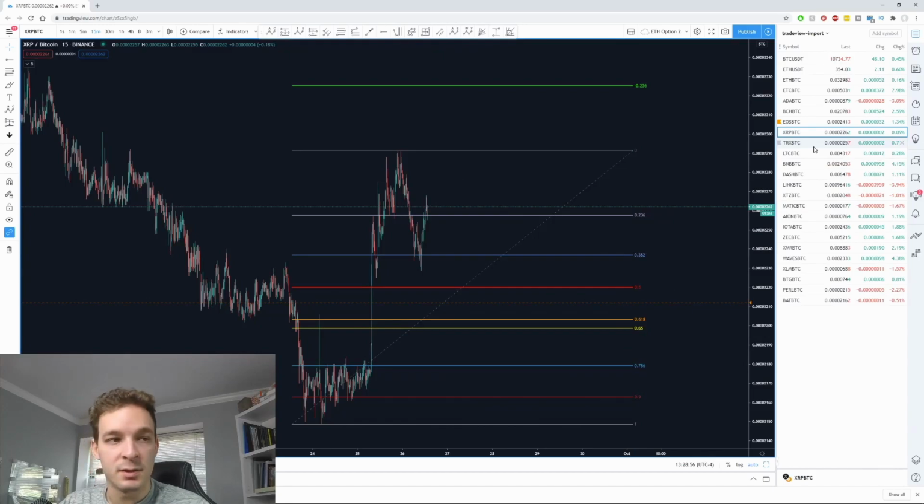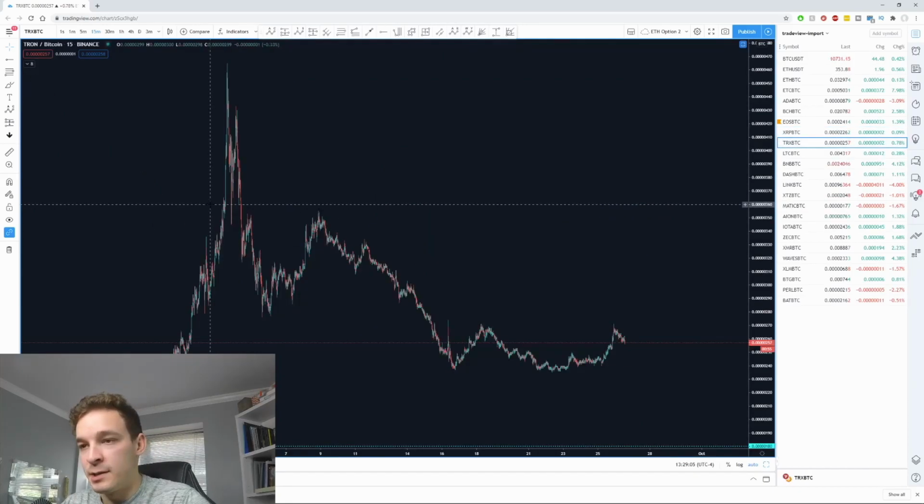On to our next one, TRX BTC. Zooming out on this, again, another crypto in a downtrend, although it seems to maybe be recovering as we had this low, this little high in here, and then we kind of double bottom, triple bottom, quadruple bottom all in this area with all these lows through here.